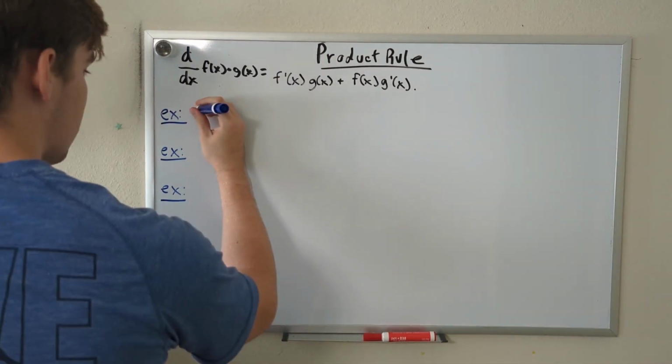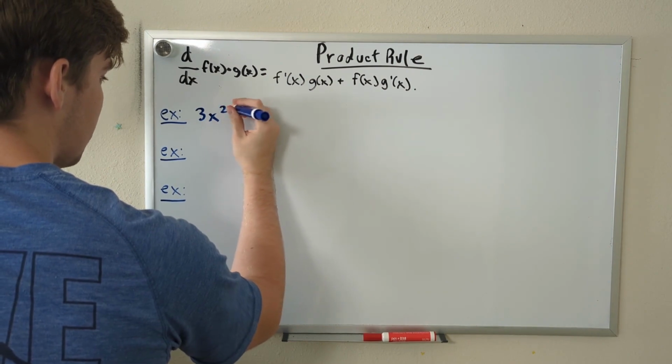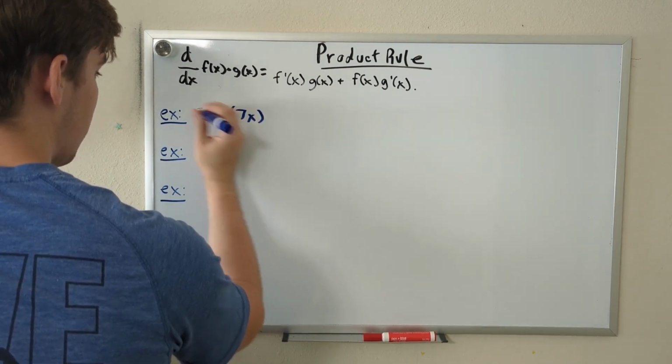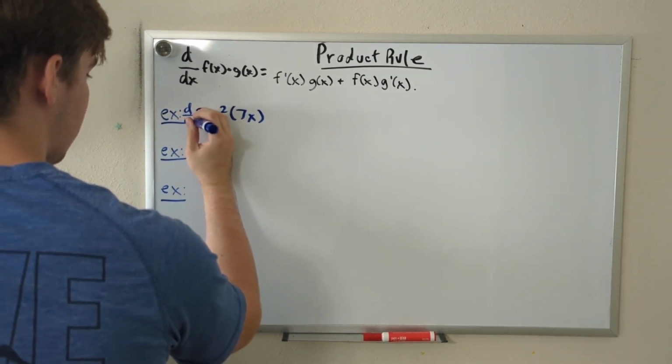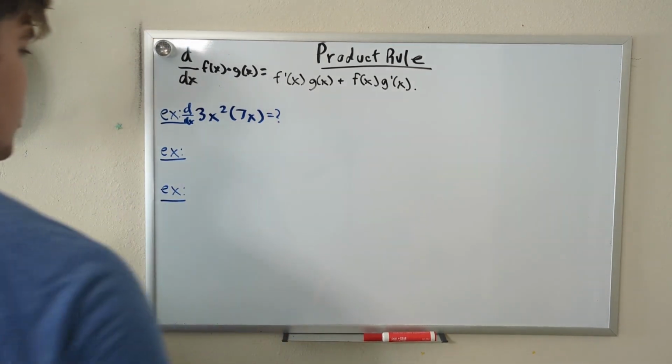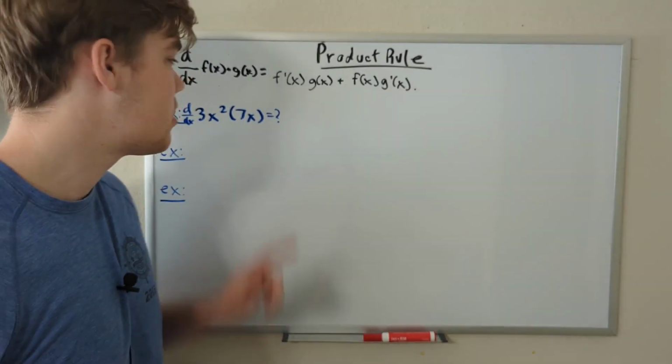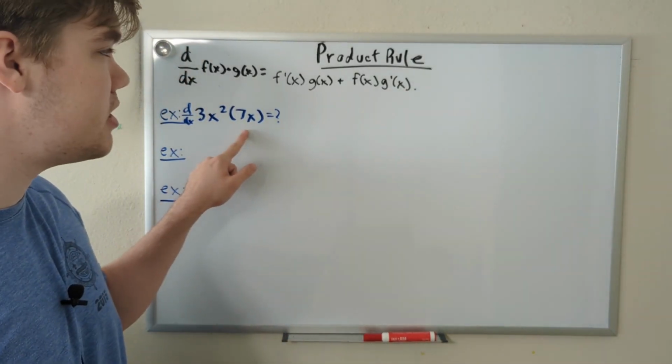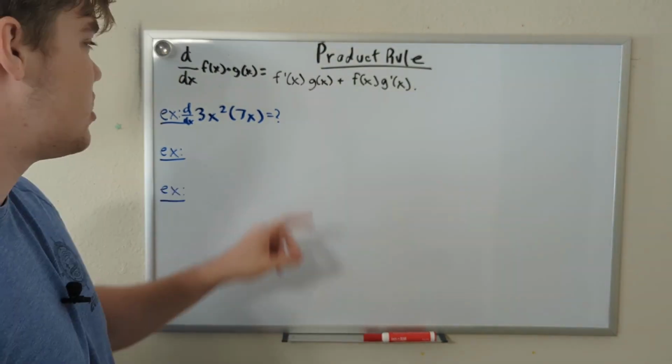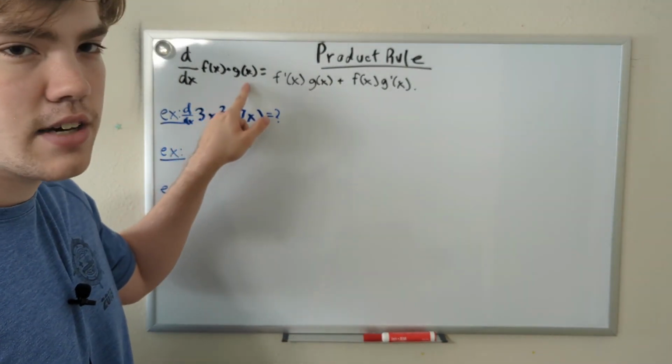Example number 1, 3x squared times 7x, and we want to find the derivative of this function. So how might we find the derivative? Well, clearly we have two functions being multiplied by each other. After all, this is the product rule video. So let's first establish what f of x is and what g of x is.